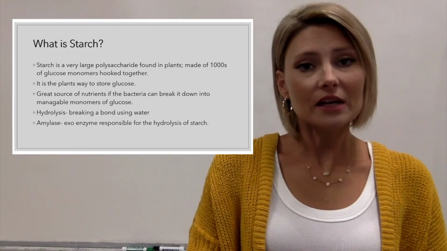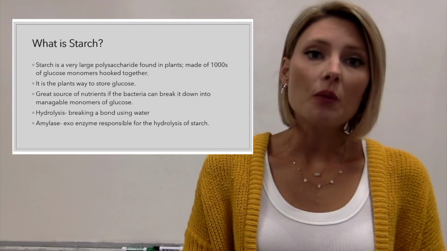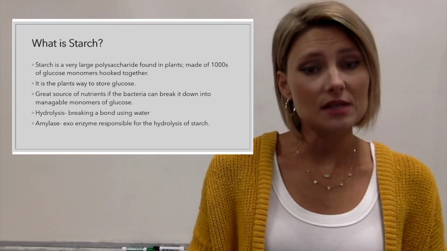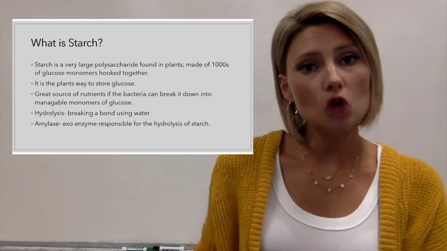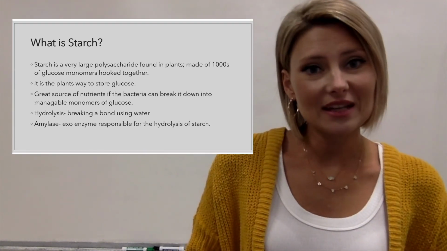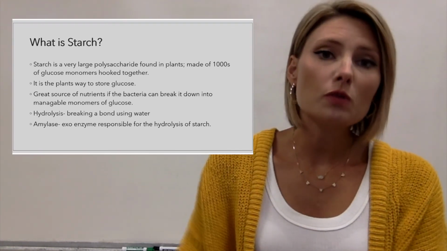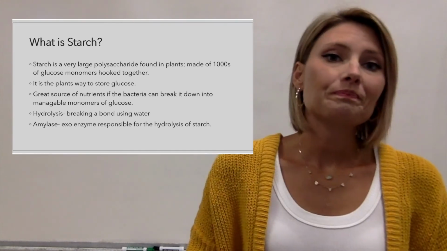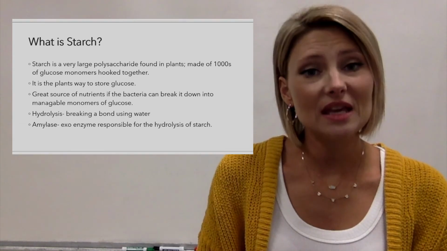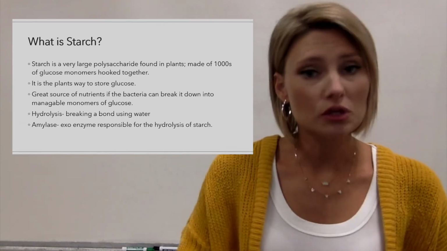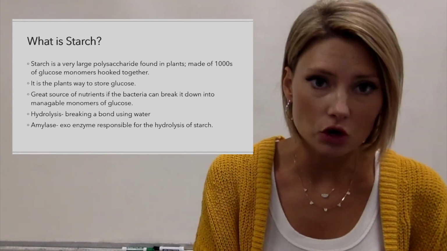So the bacteria would love to utilize the starch as a nutrient source, but it can't use it the way that it is because it's too large. So the bacteria has to break the starch down before it can bring it into the cell. So it breaks it down into the glucose monomers. Then those glucose monomers can be brought into the cell. So that's what the hydrolysis part is. Hydrolysis means breaking a bond using water. Hydrolysis. Lyse, you're breaking using hydro, water.